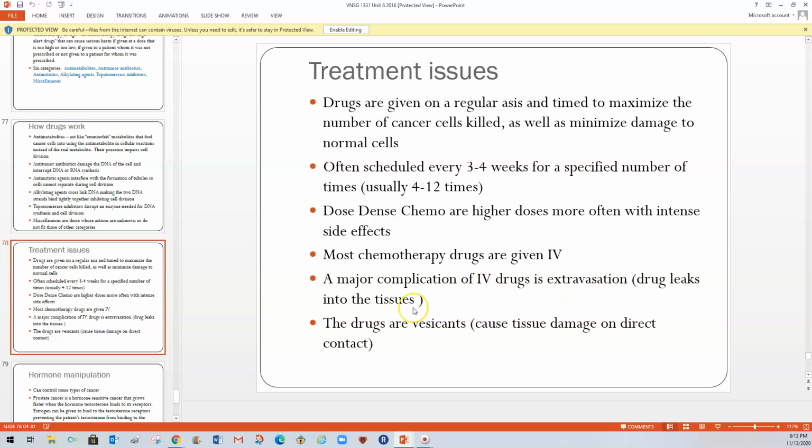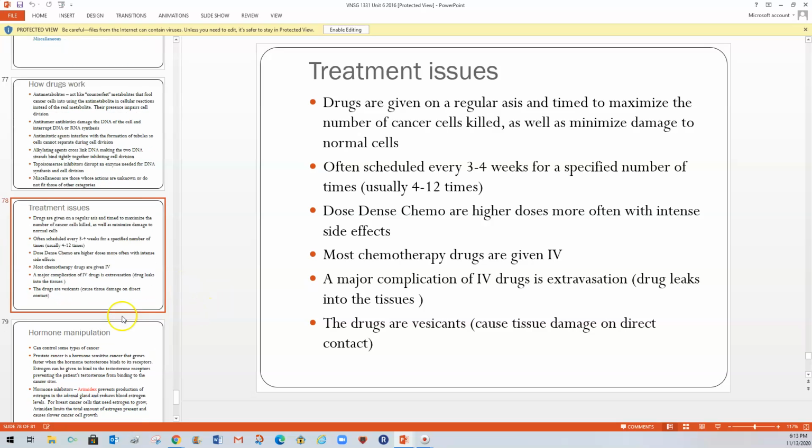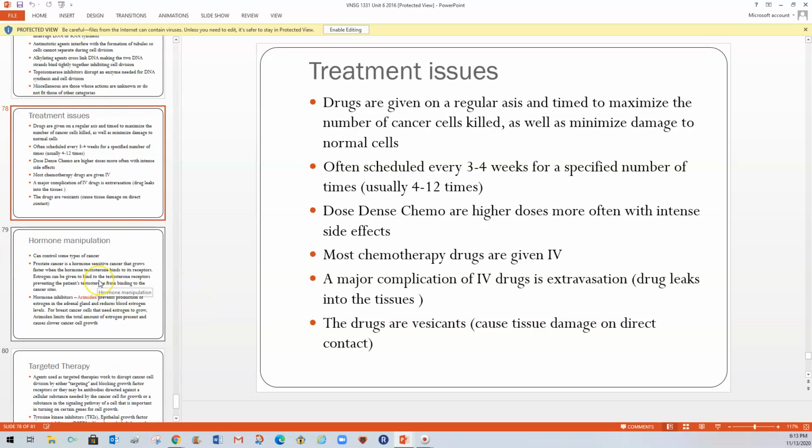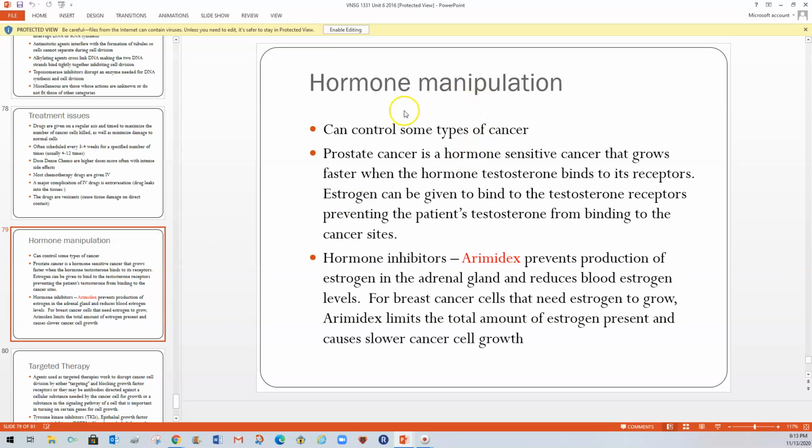Extravasation, drug leaks into the tissues, and that is a big time complication. Cause blood clots, all kinds of, can necrose your skin, horrible. These drugs are vesicants. They cause tissue damage on direct contact, so you cannot touch. If you have a chemo spill, all entities have a protocol for chemotherapy medicine spill. You do not touch it. You have to follow the protocol of your agency.